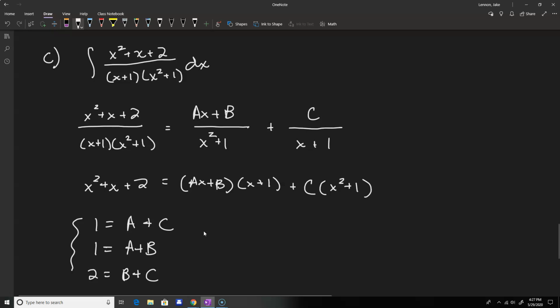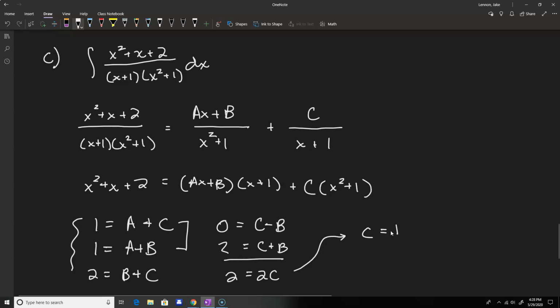There's a variety of ways to put them together to solve for the terms. The way I did it was basically I grouped the first two and I subtracted them. So 1 minus 1 would give 0, and then A plus C minus A minus B would just give C minus B. So we have 0 equals C minus B, and then you could add that to 2 equals B plus C. If you add that up, you end up with 2 equals 2C. So that tells us that C is equal to 1. B plus C had to be 2, so B is equal to 1, and that's going to force A to be equal to 0. Okay, so we've got our partial fractions decomposition.